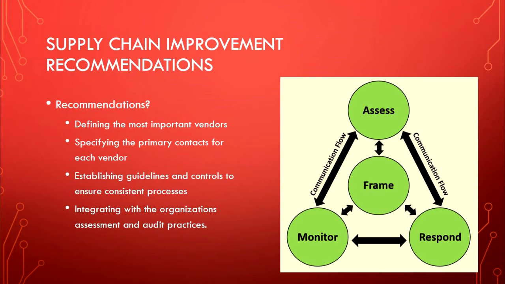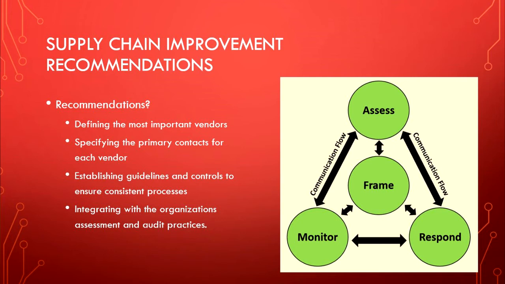Then we want to be establishing guidelines and controls to ensure consistent processes. So not only is it important to understand the most important vendors and who those primary contacts are, but to make sure that the people doing the communication through the communication flow understand the guidelines and the controls that are in place, so that when you go through the pipeline over and over again, it's a consistent process and nothing is being changed, and it's very guarded and very controlled.